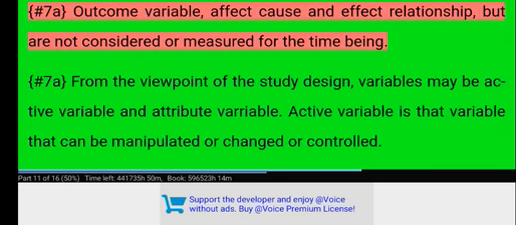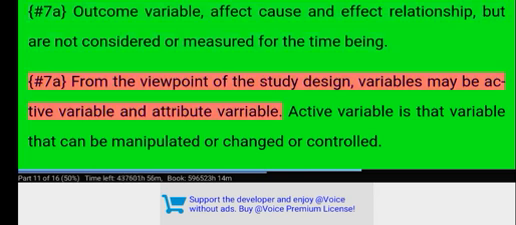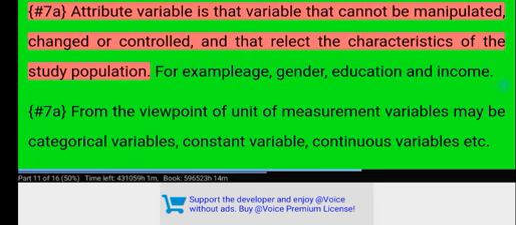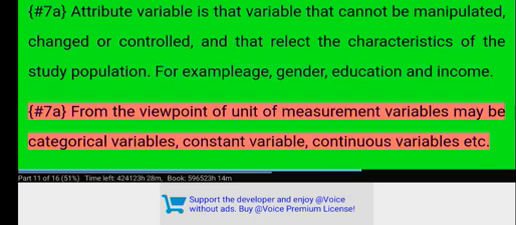Outcome variable, affect cause and effect relationship, but are not considered or measured for the time being. Number 7a. From the viewpoint of the study design, variables may be active variable and attribute variable. Active variable is that variable that can be manipulated or changed or controlled. Number 7a. Attribute variable is that variable that cannot be manipulated, changed, or controlled, and that reflect the characteristics of the study population. For example, age, gender, education, and income.